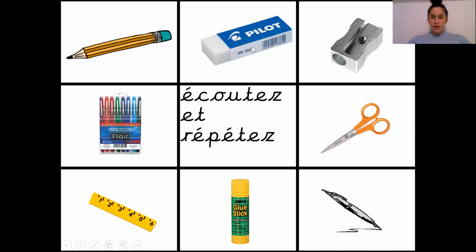Okay, now I'm going to point randomly to different ones and see if you remember how to say them. Une gomme. I'll give you a few seconds and then I'll say it in case you forgot to. Des feutres. Un taille-crayon. Un stylo. Une règle. Un crayon. Des ciseaux. Well done for remembering.